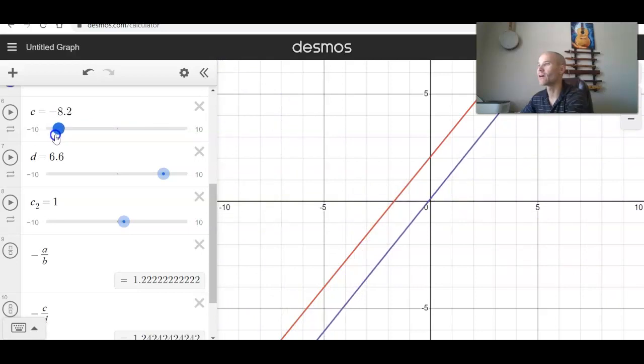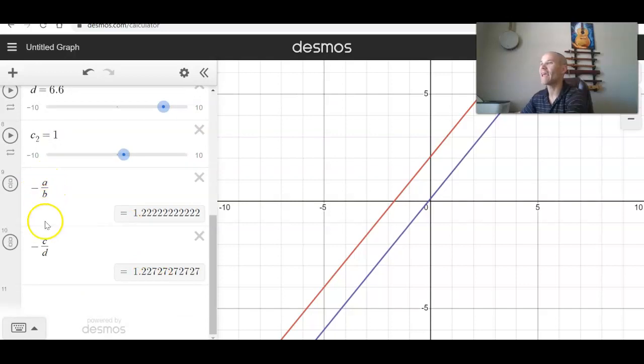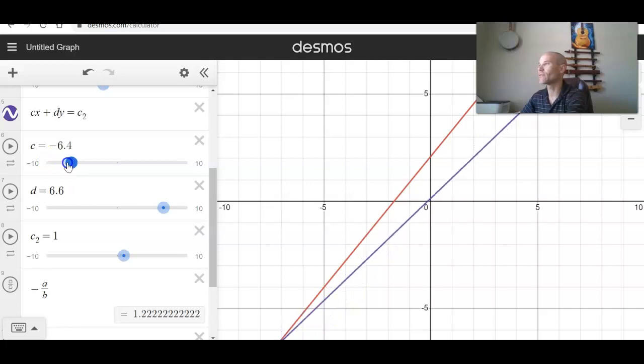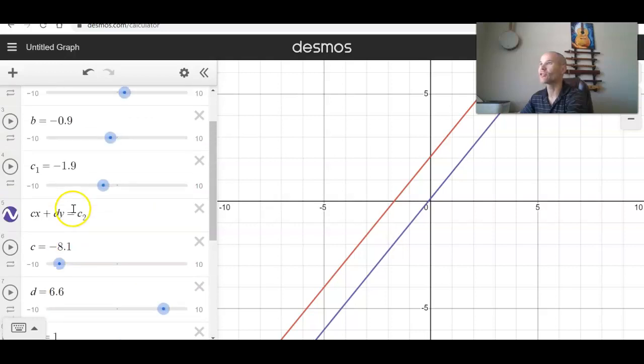Oh, look at that. Almost equal. Now, I can't get it exactly equal, but you see that if A over B and C over D are equal, this is very, very close, you can see that they will be parallel lines. And so that will mean, in this case, there's no solution if the slopes are the same. But if I change the y-intercept a bit, we'll leave it at that. If I change the y-intercept, then you can see, oh, now they can have infinitely many solutions.